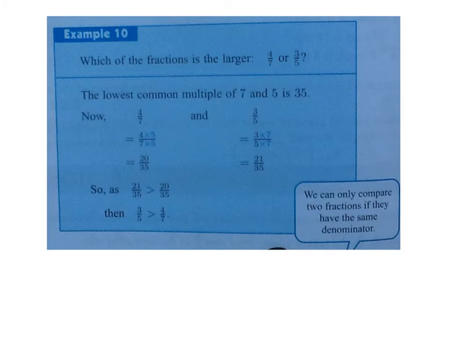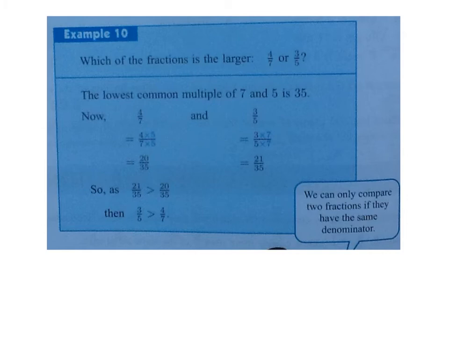So, referring to the previous slide, the lowest common multiple of 7 and 5, you multiply those together. Remember, multiples is just the multiplication tables, effectively. So 7 times 5 is 35. And just have a look down there. You see the strategy. Multiply 4/7, top and bottom, by 5. 3/5, multiply top and bottom by 7.